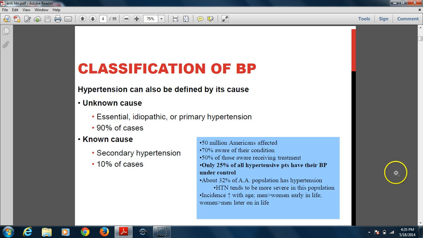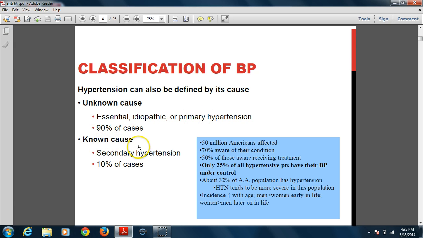So, our classifications of blood pressure. We know that hypertension can also be defined by its cause. An unknown cause would be an idiopathic cause. That's about 90% of our cases of hypertension. We really don't know why the person has high blood pressure. We know what the contributing factors can be, but we really don't know that there's a specific cause. And we call that primary hypertension.